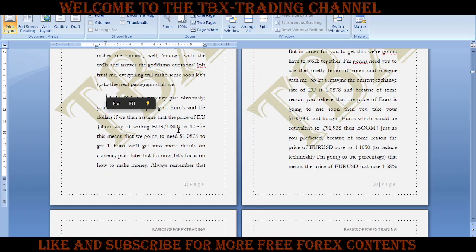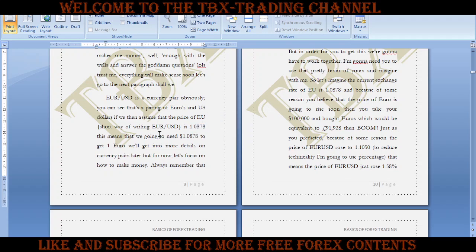If EU, which is a short way of writing Euro USD, is priced at 1.0878, this means that you need $1.0878 to get €1. This concept is going to be explained later on in this course, when we talk about bid and ask, the base currency and the quote currency. When we're talking about the base currency and the quote currency, you're going to understand this better.